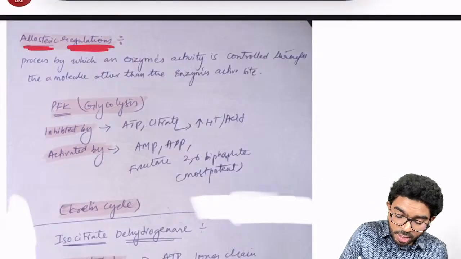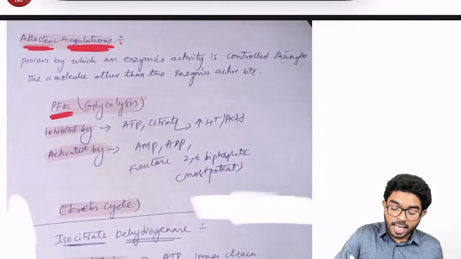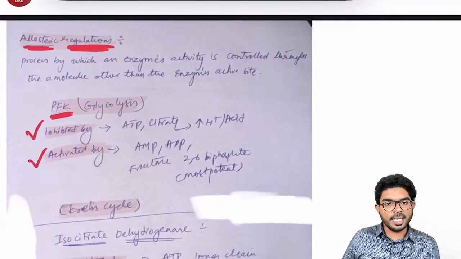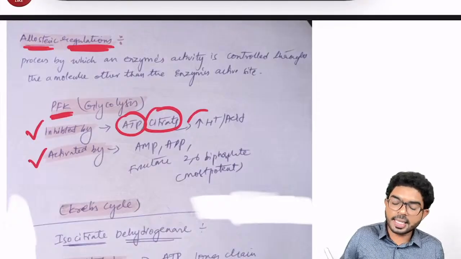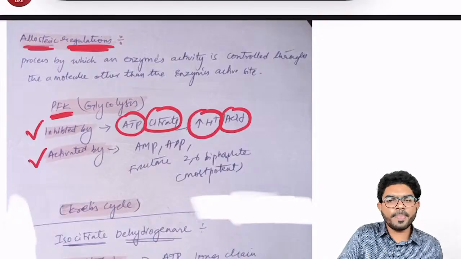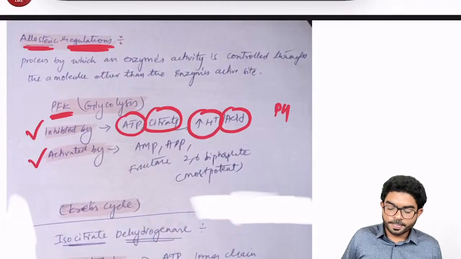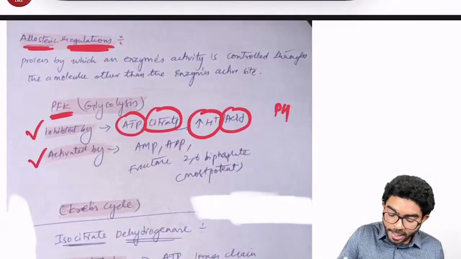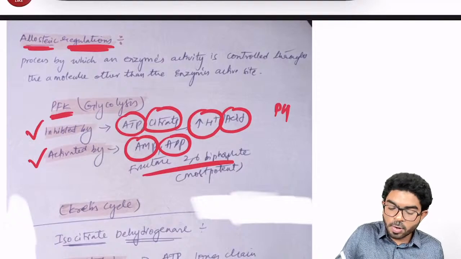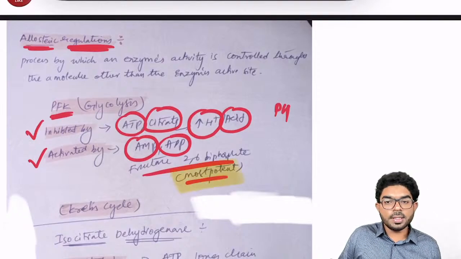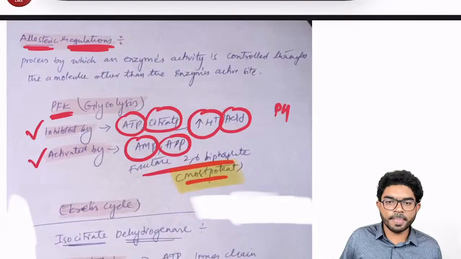So PFK, the rate limiting enzyme of glycolysis, is inhibited by ATP, inhibited by citrate, and inhibited by an increase in H plus ions or acid, which is basically talking about the pH. It is activated by AMP, ADP, and fructose 2,6 bisphosphate. The most potent activator of your PFK in glycolysis is fructose 2,6 bisphosphate.